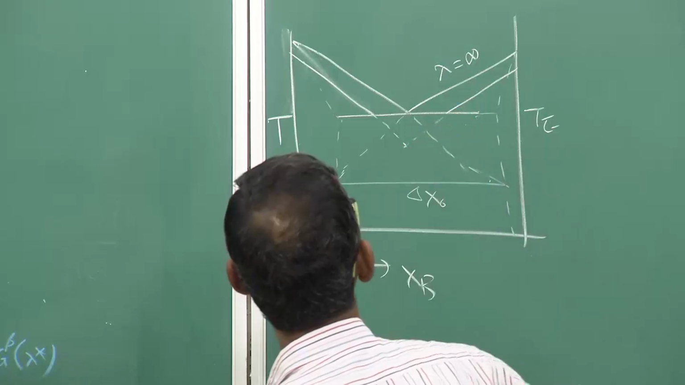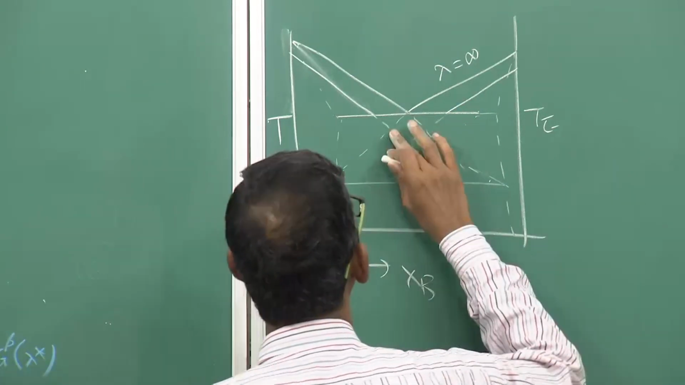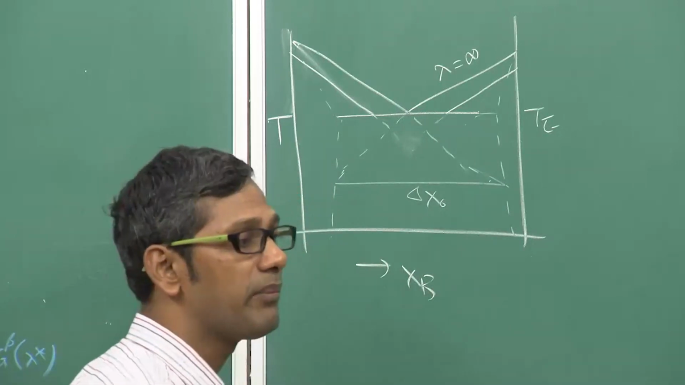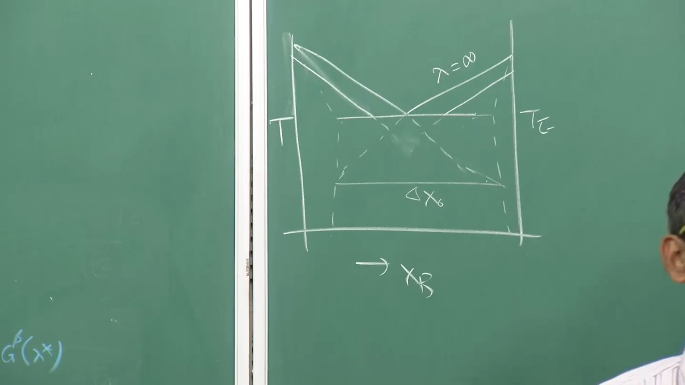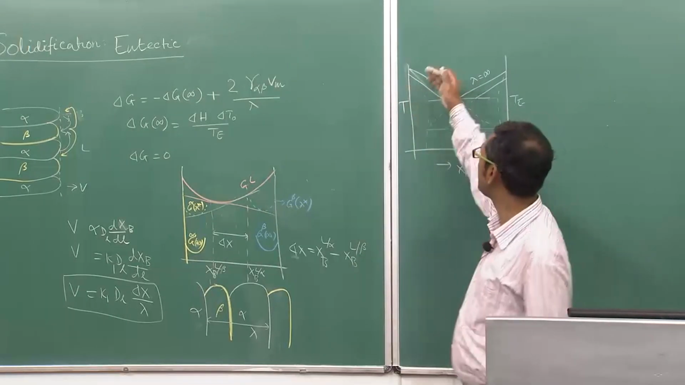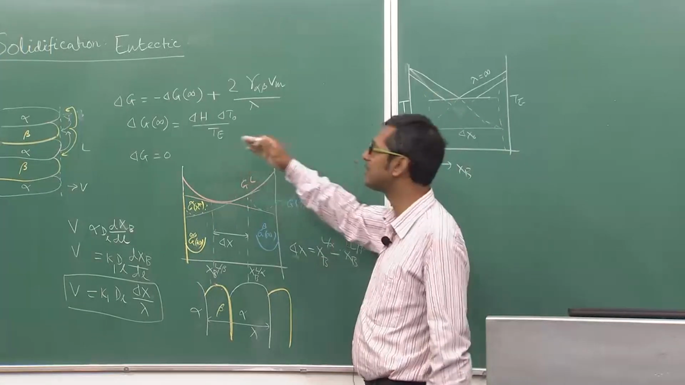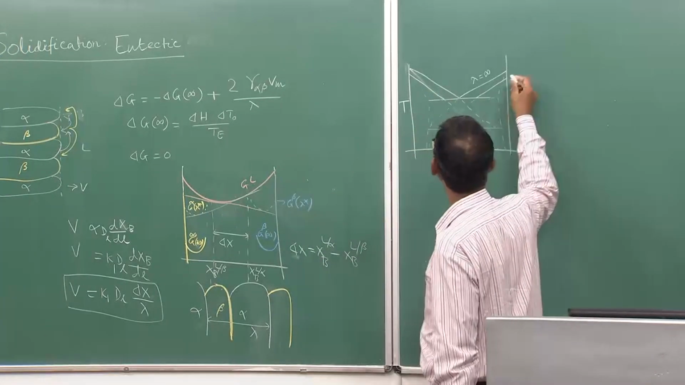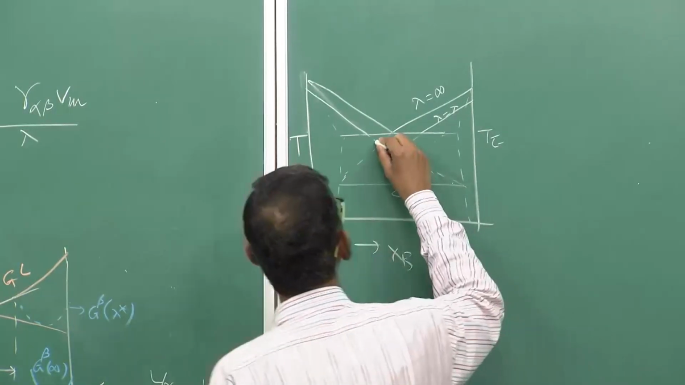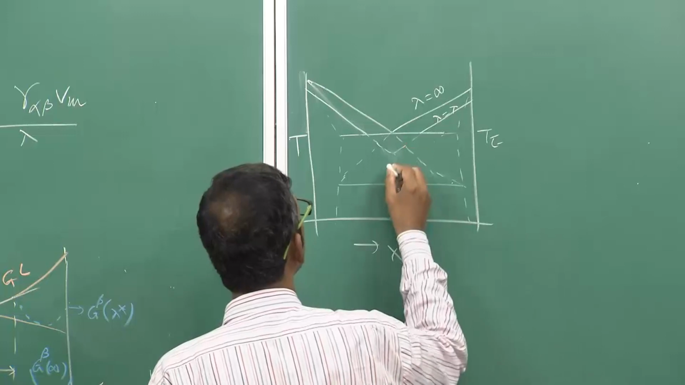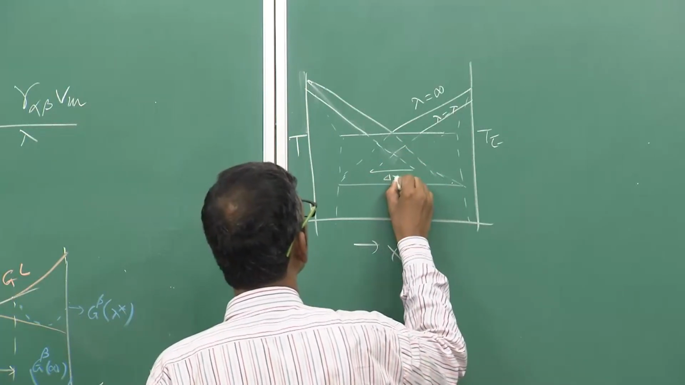Why? Because when lambda is finite, the temperature will go down, as this is the effect of the interface. As the interface energy is higher, delta T will decrease. This is lambda equal to lambda. So this is the melting temperature, the eutectic. Now if we extend that, then this is what becomes delta x.